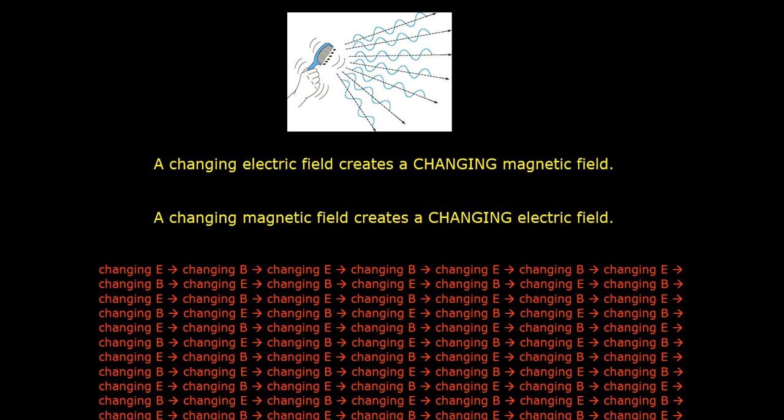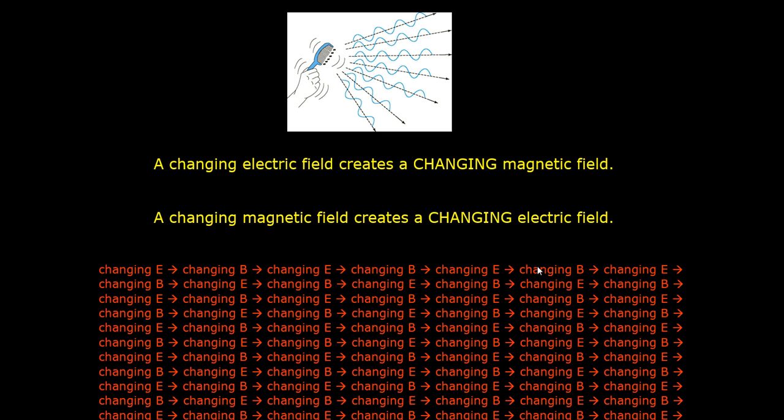So here we go. Again, just to repeat, a changing electric field creates a changing magnetic field. A changing magnetic field creates a changing electric field. That's what's going on when we wiggle our charged comb, okay? And according to Maxwell, what do we get? Changing E, which is electric field, creates changing B, magnetic field. That creates changing E, that creates changing B, that creates changing E. All right, I'm tired of it. You see what's going on?